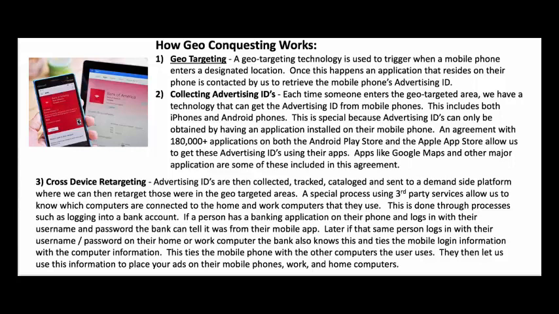The special process using third-party services allows us to know which home and work computers are connected to them. It's done through processes like logging into a bank account. For instance, I use Bank of America. I have the app on my phone, and I log on to Bank of America on my computer, and it connects those two. So it lets us use the information to place ads on their mobile phones, work, and home computers. So everywhere they're looking during a period of retargeting, they're able to see the ads that we're putting in front of them. Let's look at exactly how this would work.